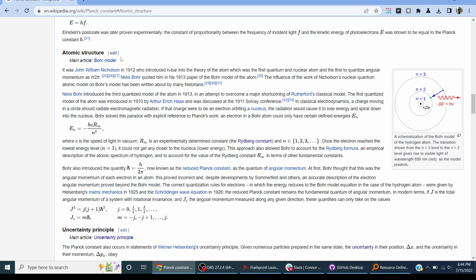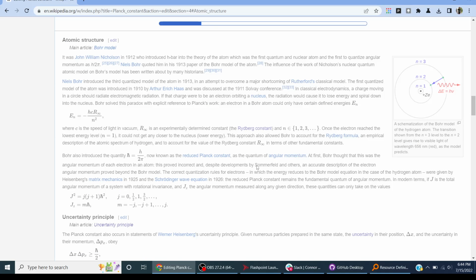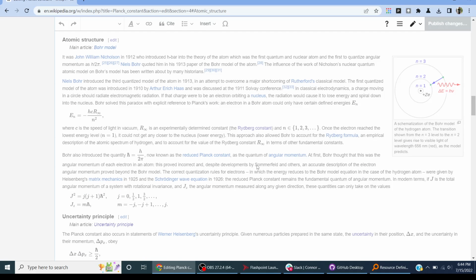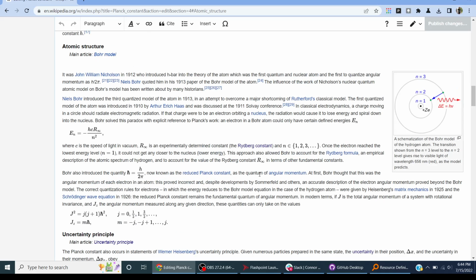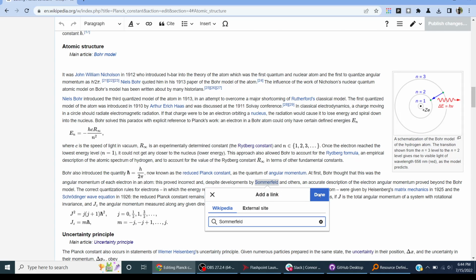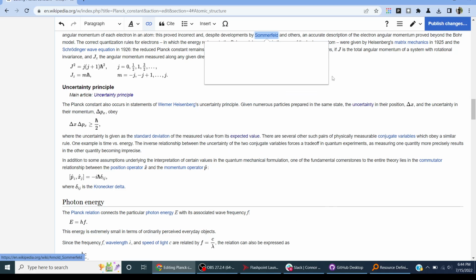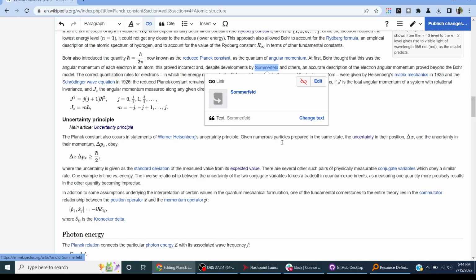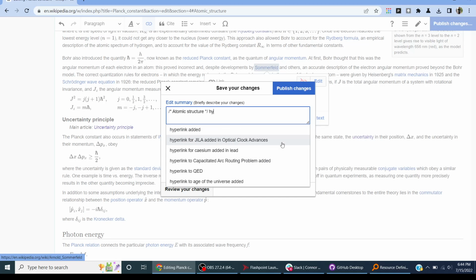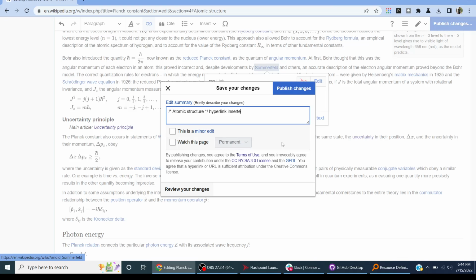I want to add a hyperlink to Sommerfeld, because I don't know who Sommerfeld is. Come on, get in here. Sommerfeld. That link, done. Hyperlink inserted.